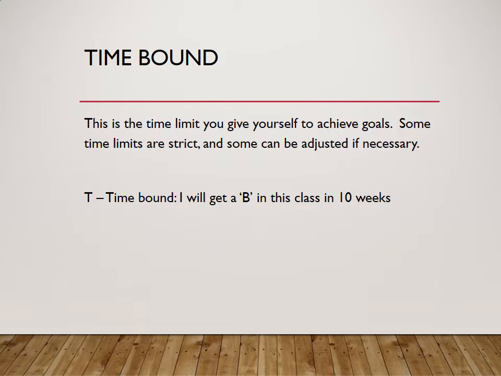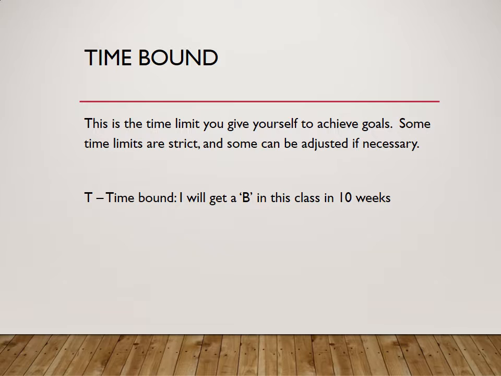The last step to consider is how long you will give yourself to achieve the goal. So T in SMART stands for time bound. It is the time limit you give yourself. Some time limits are strict, such as getting a grade in a class, because when the class ends, you no longer have a chance to improve that grade. Okay, so in this case, time bound is I will get a B in this class in 10 weeks.